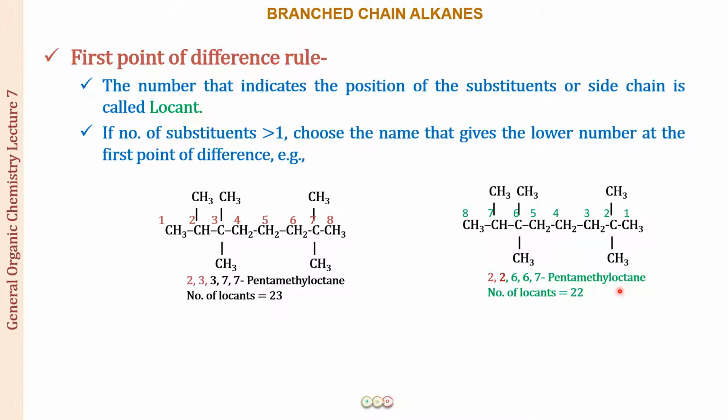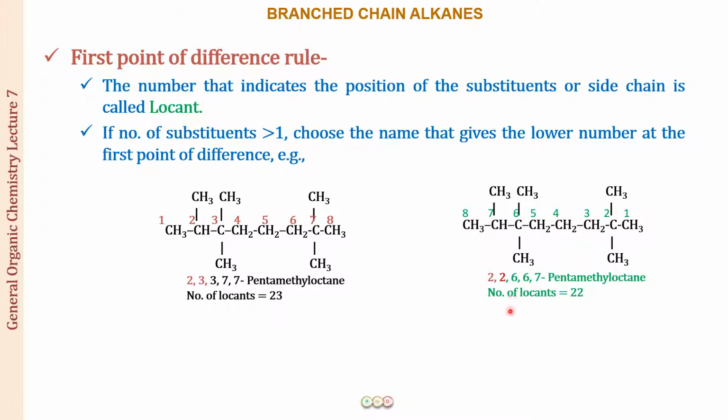Now which one is correct? We have to see the lowest number at the first point of difference. Now the first number, you see this is a 2, this is also a 2. There is a similar number. Move on to the next number. Here we have a 3, here we have a 2. So here is the first point of difference, and it says that this is a lower number than this number. So which structure will be right? We will have this structure to be right.